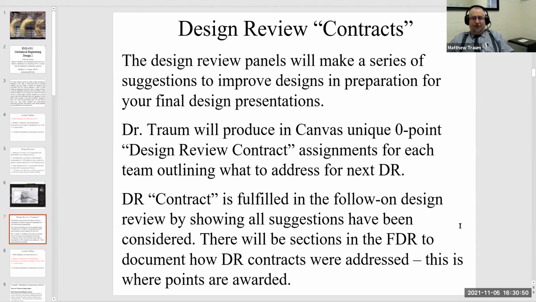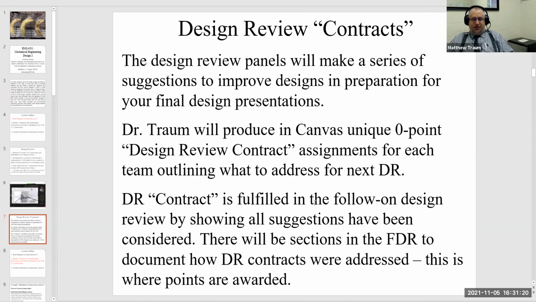And so in the final design report, there will be a section where we ask you how the feedback provided in your design review contracts was addressed in the final design of your heliostat project. And so this is where the points actually get assessed. So we will actually read, and these don't need to be long, right? So like 2 paragraphs, 3 paragraphs at the most per design review, maybe 1 page of narrative.